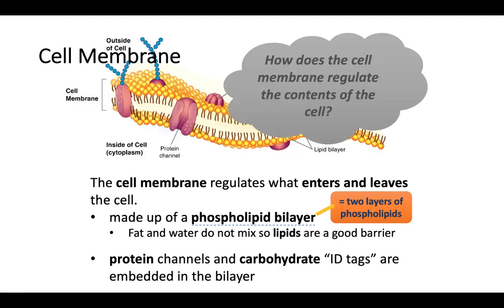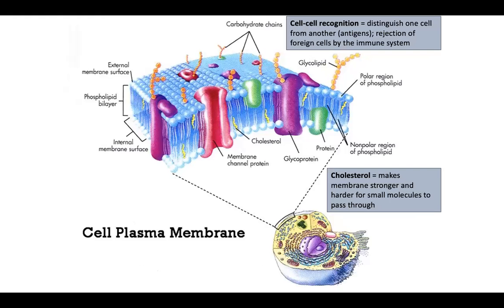So how does the cell membrane regulate the contents of the cell, okay? So carbohydrate chains, okay, there's cell-to-cell recognition, and this is what distinguishes one cell from another. It also is used for rejection of foreign cells by the immune system. The other is cholesterol, and I know I brought this up as an example when we talked about macromolecules. Cholesterol is what macromolecule?